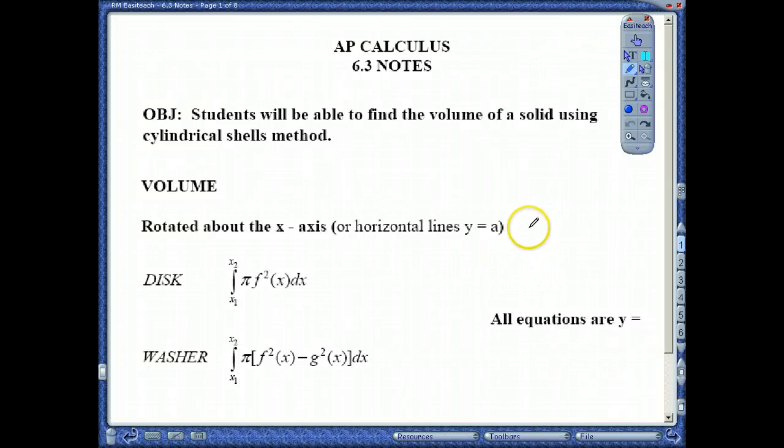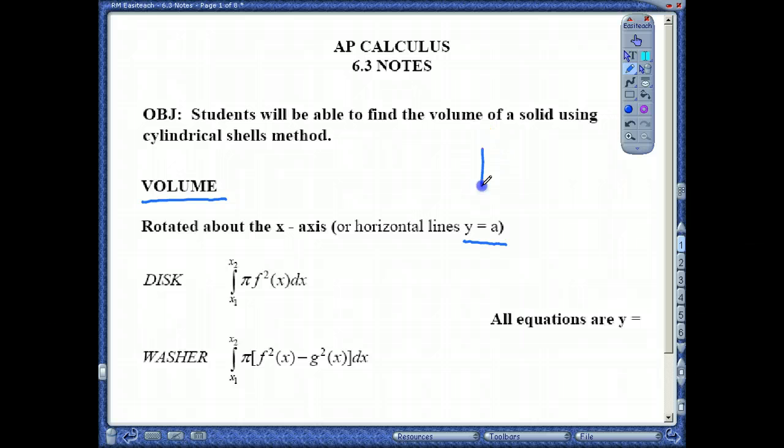Section 6.3. We're still finding volumes. When we look at volume, at the first part of 6.2, we rotated about the x-axis, then we rotated about the y-axis, and then we incorporated other lines. So we learned that when we're rotating about the x-axis or any other horizontal line, we have a choice of disk or washer. Disk if you're sitting directly on that line of rotation, washer if there's some area in between.